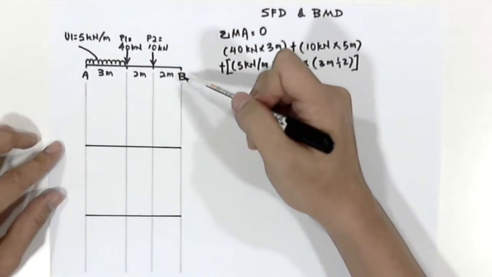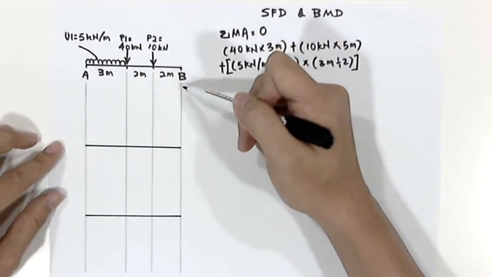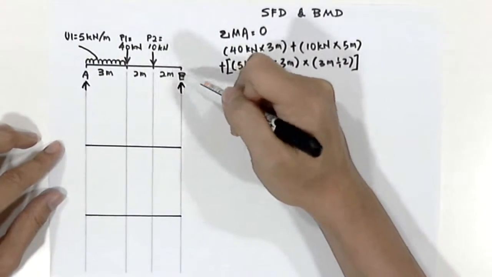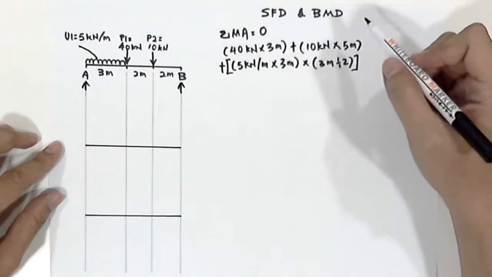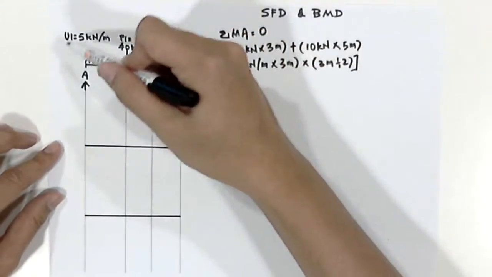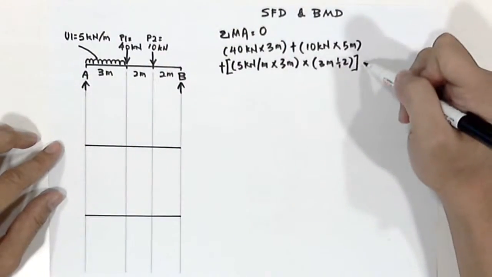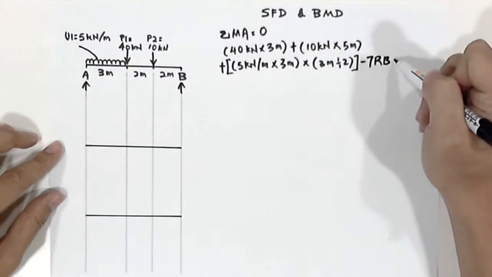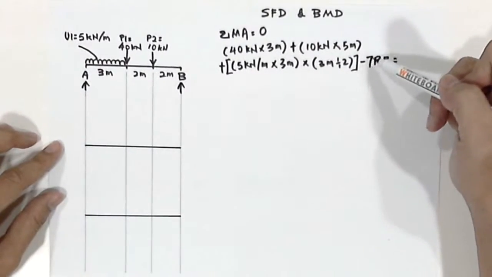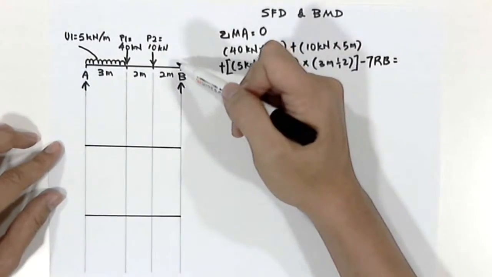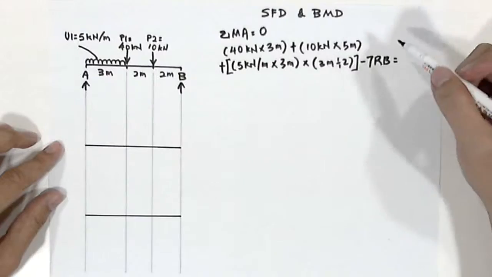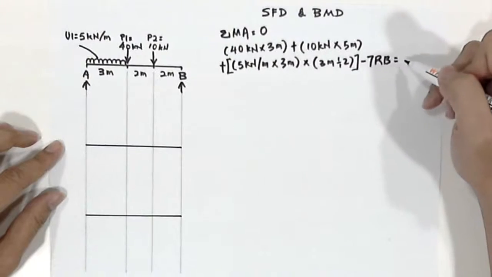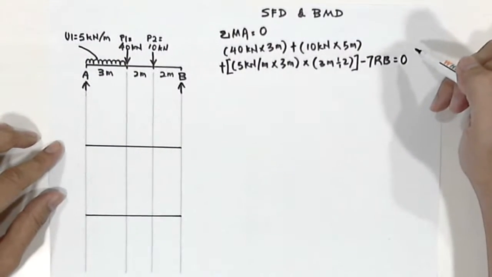And the last one will be the reaction force, RB. So we know that to counter all the loads, we'll have RA and RB. RB will be an anti-clockwise force, therefore it is a negative force. Again, we have to times it with 7 meter, which is the distance from point A. Again, following the formula, the whole equation will equal 0.